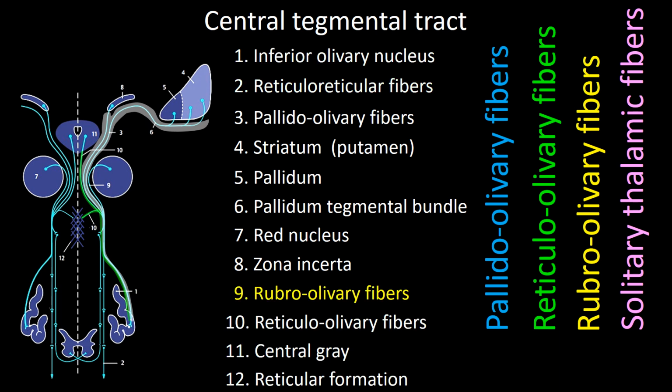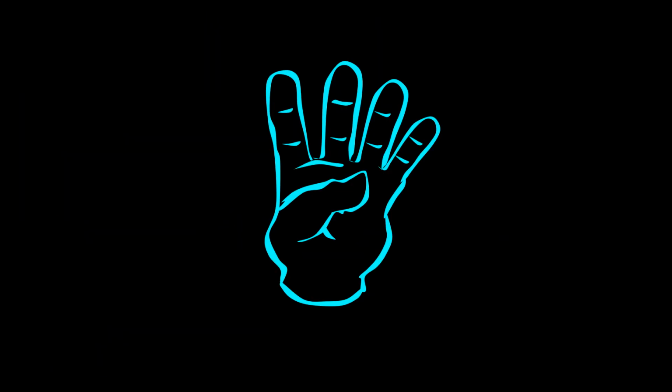These fibers run a very simple course. They originate in the red nucleus, as you can see here, and end in the inferior olive. In this frame, I have traced them. These fibers are probably the most studied fibers of the extrapyramidal group of fibers that constitute the central tegmental tract. Why is that so? For 4 reasons.